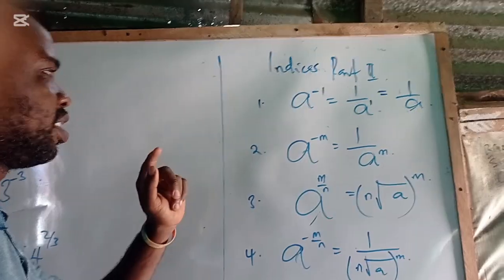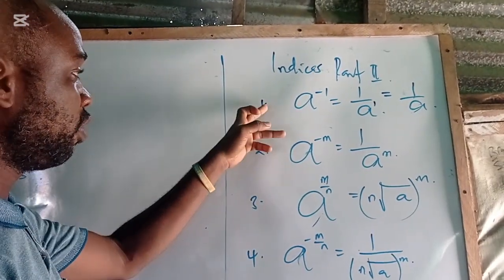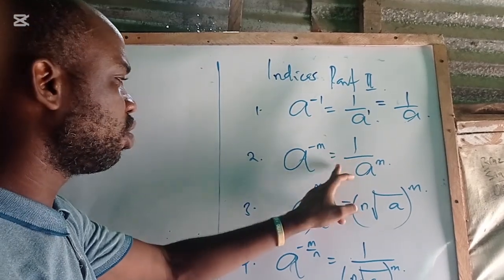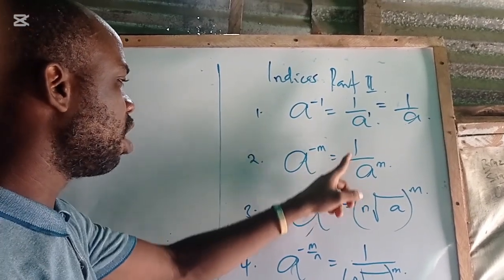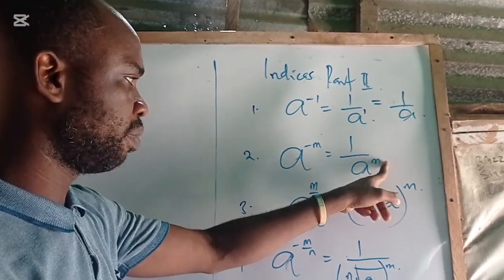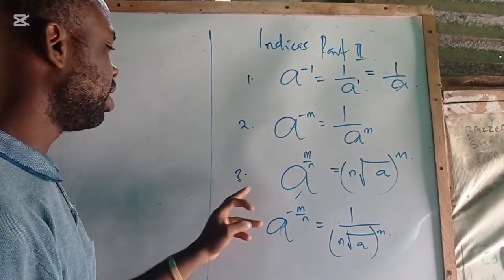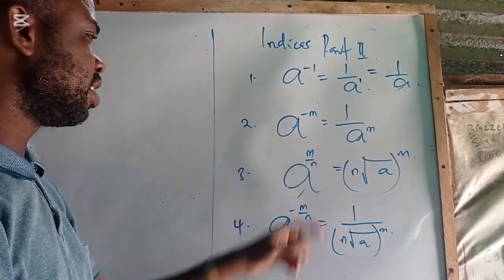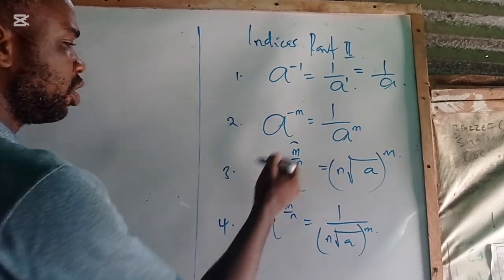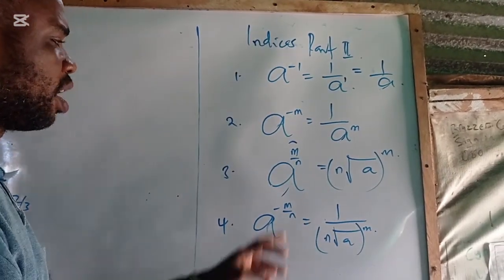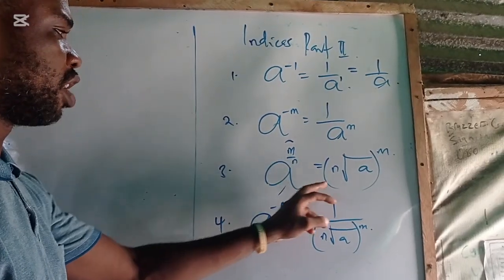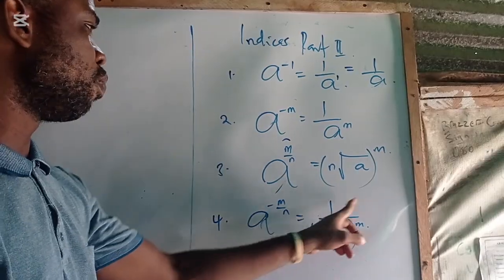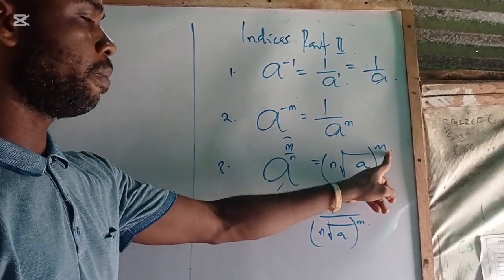Number 2 is an extension of the previous rule, which is a raised to the power minus m, which is equal to 1 over a raised to the power m, removing the negative sign. Good. Number 3 is a raised to the power m over n. The power is a fraction, so normally what we'll do is pick the denominator of the fraction, n, root a, raised to the power of the numerator, which is m.